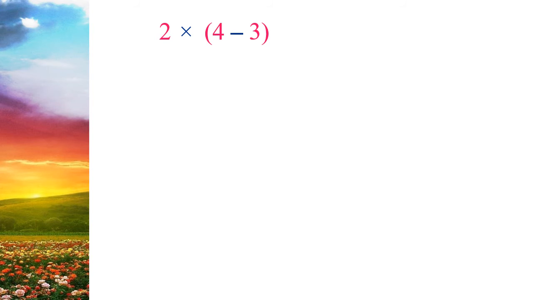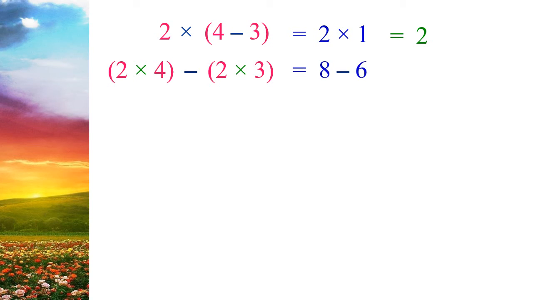Now let us find the result. So the first method, we have to subtract 4 and 3 and then multiply by 2. That is 2 into 1 we get 2. In the second method, first we multiply 2 and 4, and 2 and 3, and then subtract the values. So that is 2 into 4 we get 8, 2 into 3 we get 6. Next 8 minus 6 we get 2.